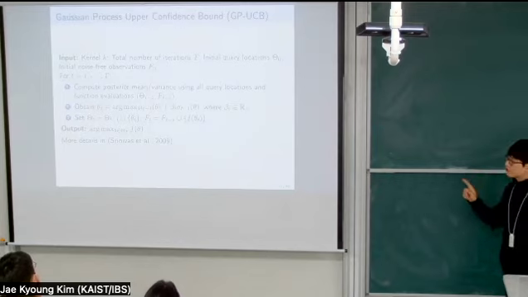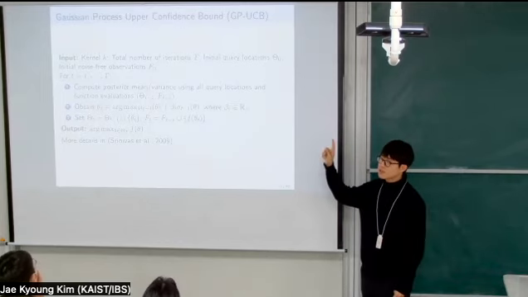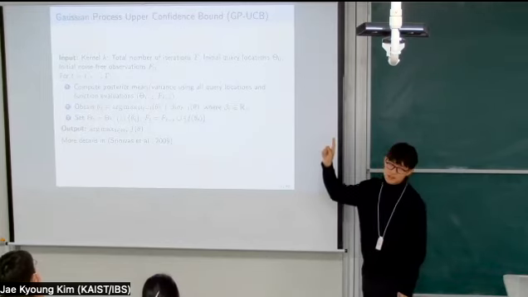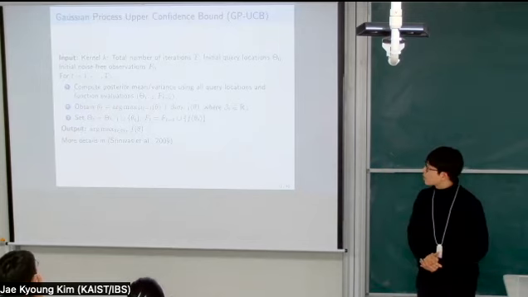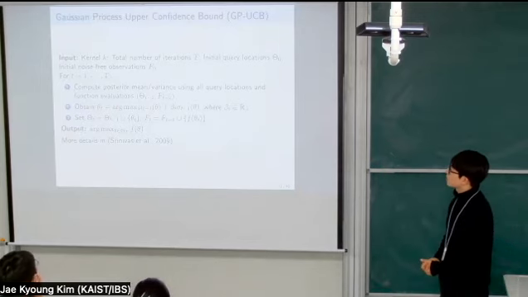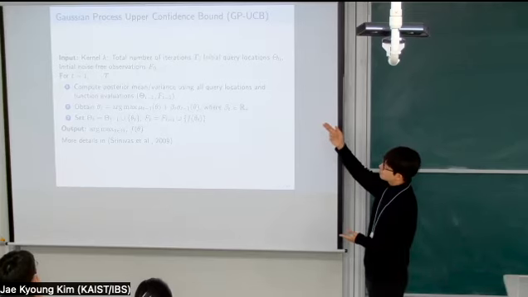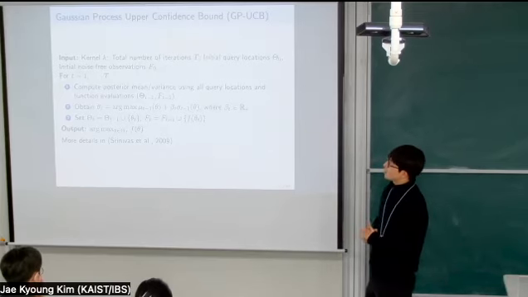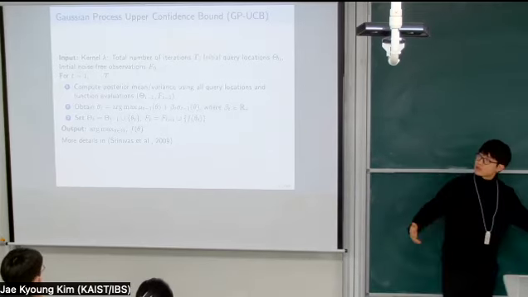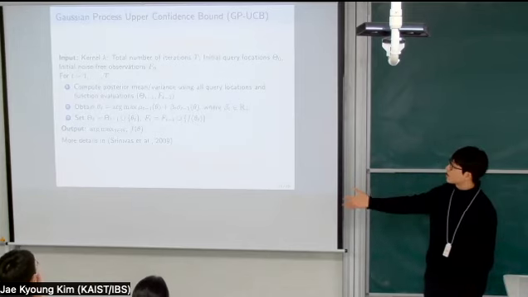And this is one particular instance of Bayesian optimization known as Gaussian process upper confidence bound. So the way it works is, you first need to specify all the things that you need to develop a Gaussian process. You need to specify the kernel, and you specify some total number of iterations that you're going to run the algorithm.